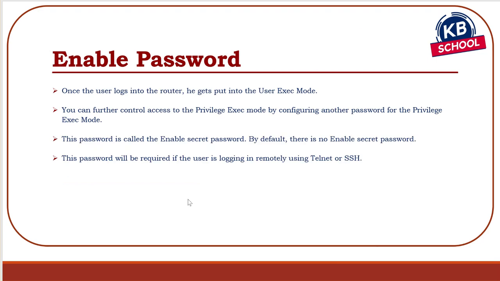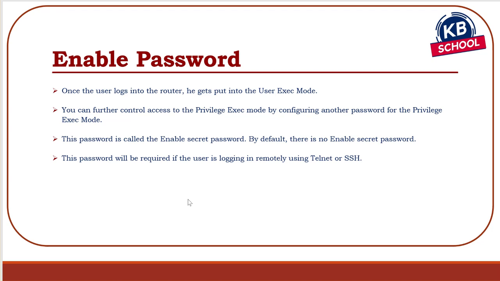Once the user logs into the router, he gets put into the user exec mode where you have limited access to the controls, to the commands, limited verification commands. Now, if you want to control who can get into the enable mode, you can also set an enable secret password. By default, there is no enable secret password, so that's why when you type in enable, it automatically puts you into the privilege exec mode. So now you can do that.